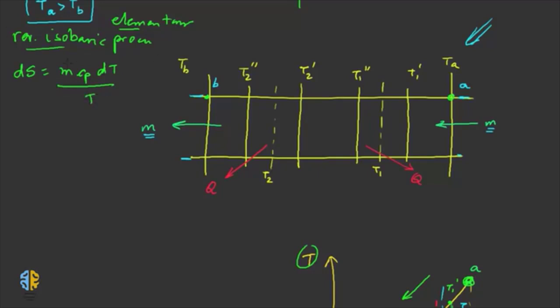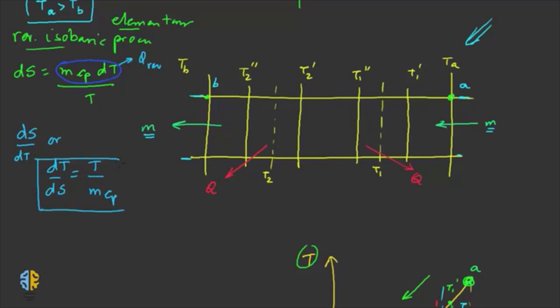Because this represents the value of Q reversible. So from here, let me take it the other way around, dT upon dS. dT upon dS would come out to be T upon m into Cp. So that's a nice looking expression: dT upon dS is equal to T upon mCp.